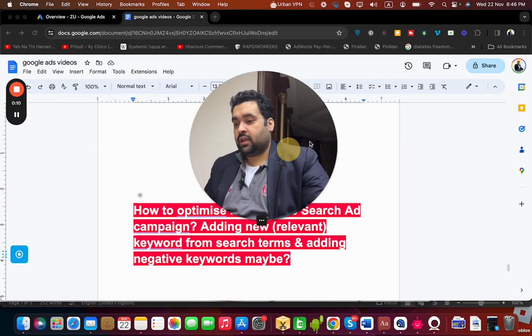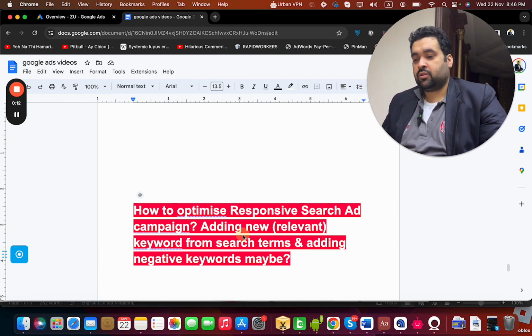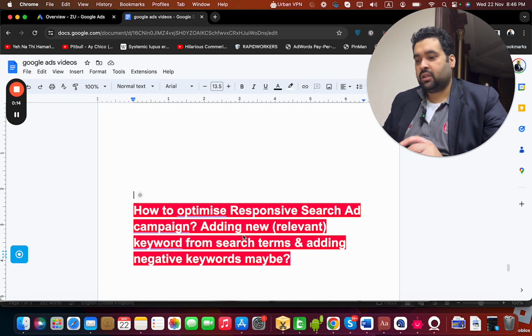The question today is how to optimize a responsive search ad campaign by adding new relevant keywords from search terms and adding negative keywords.